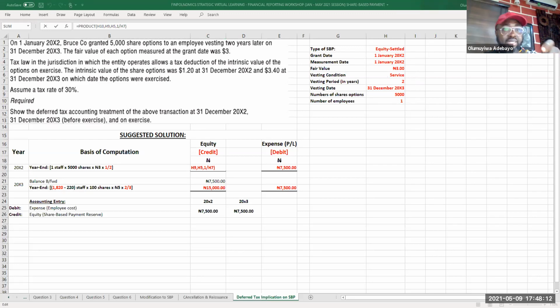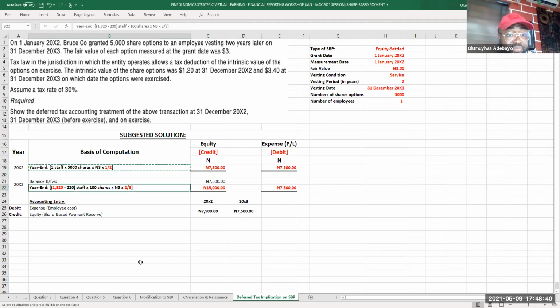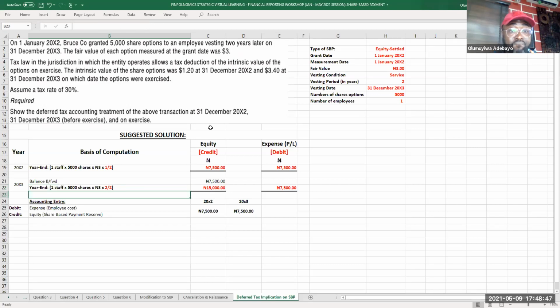So let me power my laptop. Okay, that's 7.5. In year 2, we'll bring the same thing, but now it is 2 over 2. That means it's 15,000, which means each year is 7,500, and that is what we need to recognize. Cumulatively, our equity will have been 15,000. Now that is that. But let's now look at our solution to it.